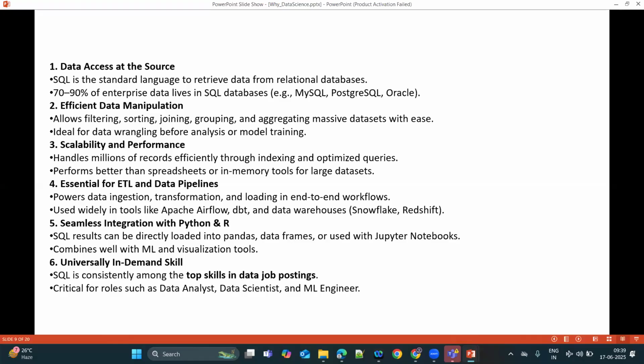And finally, after getting the data, we'll be using this data for model training purposes. And the third one is scalability and performance.